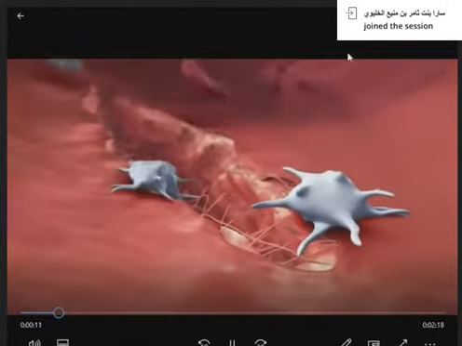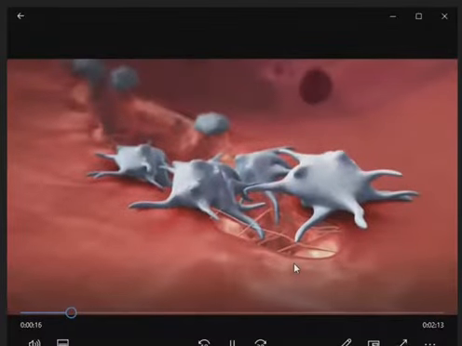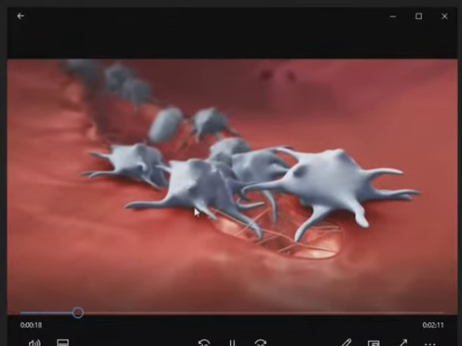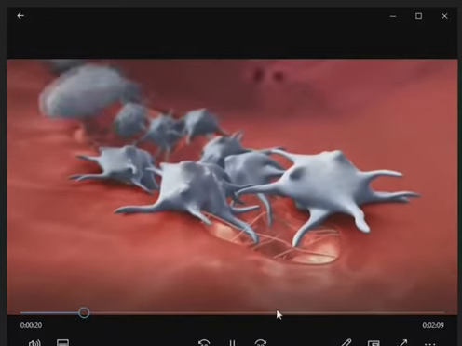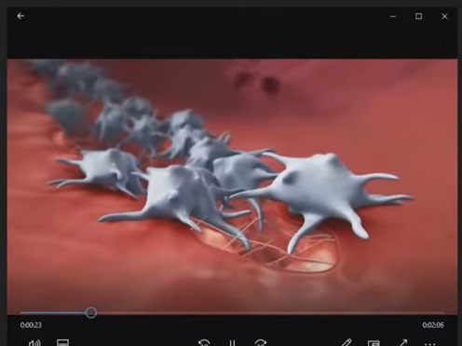Start sealing the wound. Simultaneously, the coagulation cascade with its various coagulation factors is activated. This involves two pathways. The extrinsic pathway.